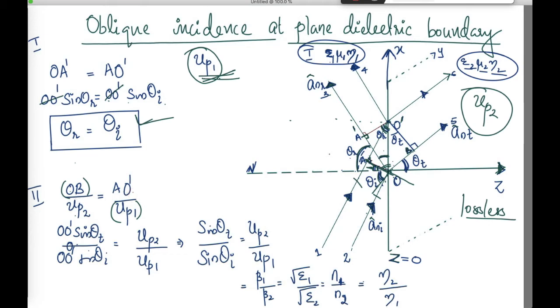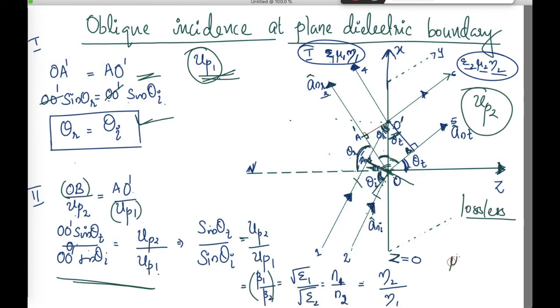Again from this right triangle, you can say that this is theta t, which means this is 90 minus theta t, and angle O dash is theta t. So OB by OO dash is sine theta t, or OB is OO dash sine theta t. So OB by AO dash is sine theta t by sine theta I, and it is equal to UP2 by UP1. From this you get sine theta t by sine theta I is equal to UP2 by UP1. Now we know UP2 is omega by beta 2 and UP1 is omega by beta 1. So sine theta t by sine theta I is beta 1 by beta 2.